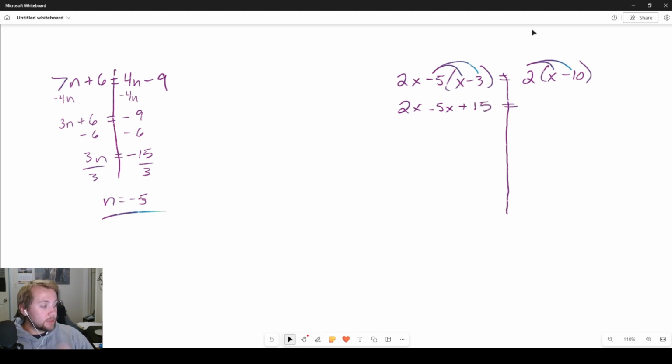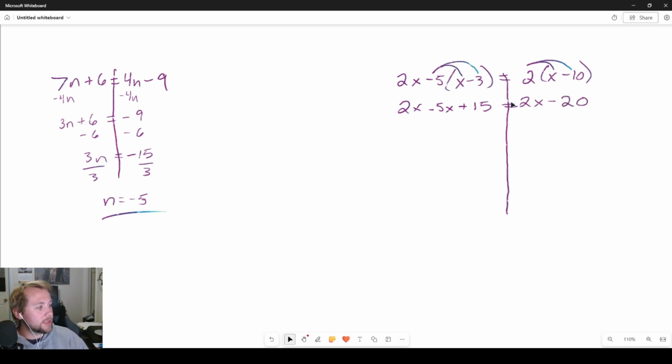So now I'm going to do the same thing with 2. We have 2 times x and 2 times negative 10. 2 times x is just a 2x, and 2 times a negative 10, because subtract 10 is the same thing as minus 10, 2 times negative 10 is negative 20. So now we need to combine like terms.